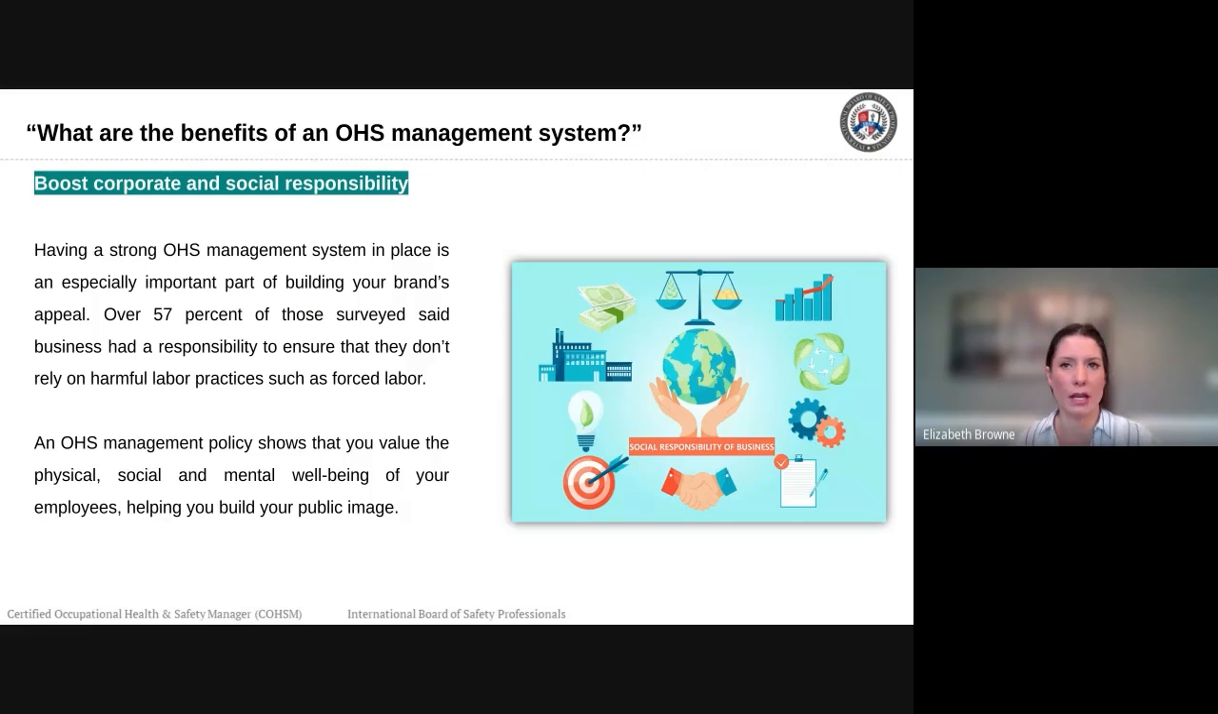There are always lists of the top 100 best places to work in a country or in the world, or safest places to work. There are awards that are given out. So this is obviously something very important to the public overall and to each individual. An OHS management system shows that the company values all aspects of all of the employees that work for them.